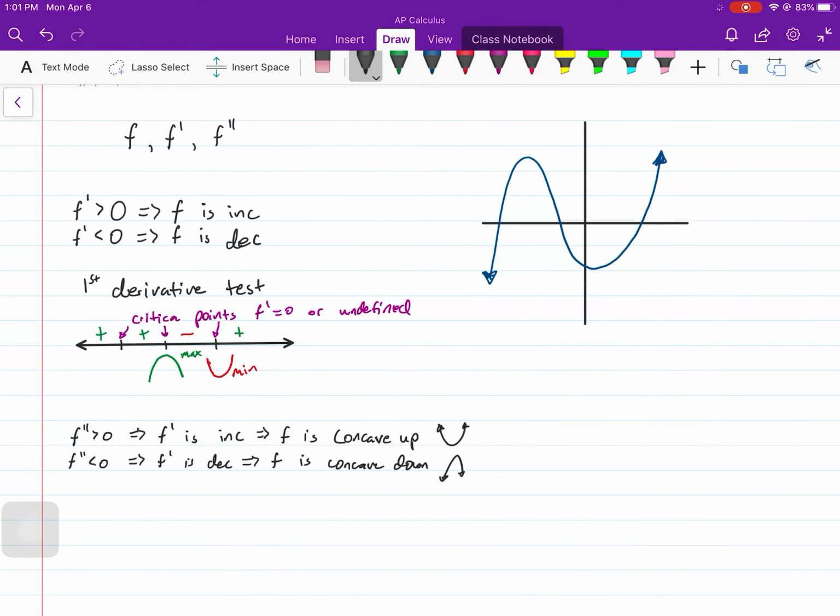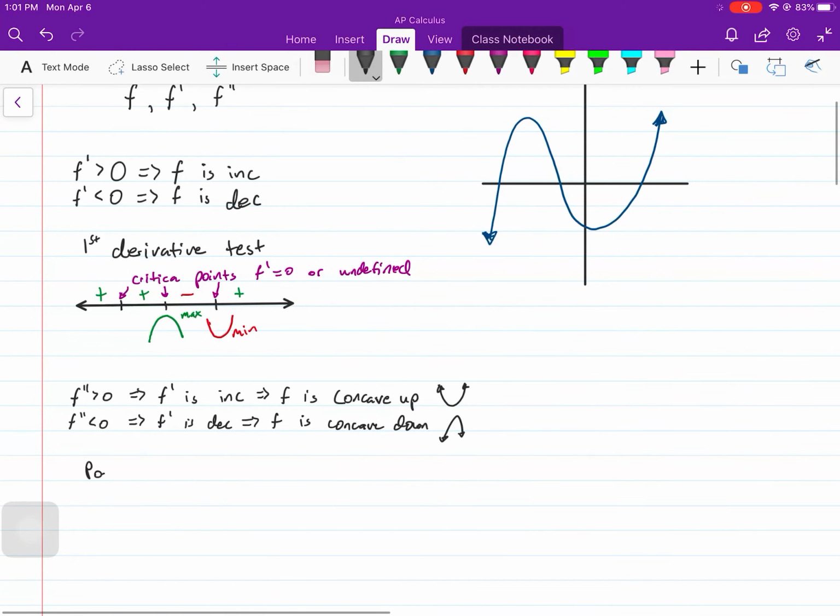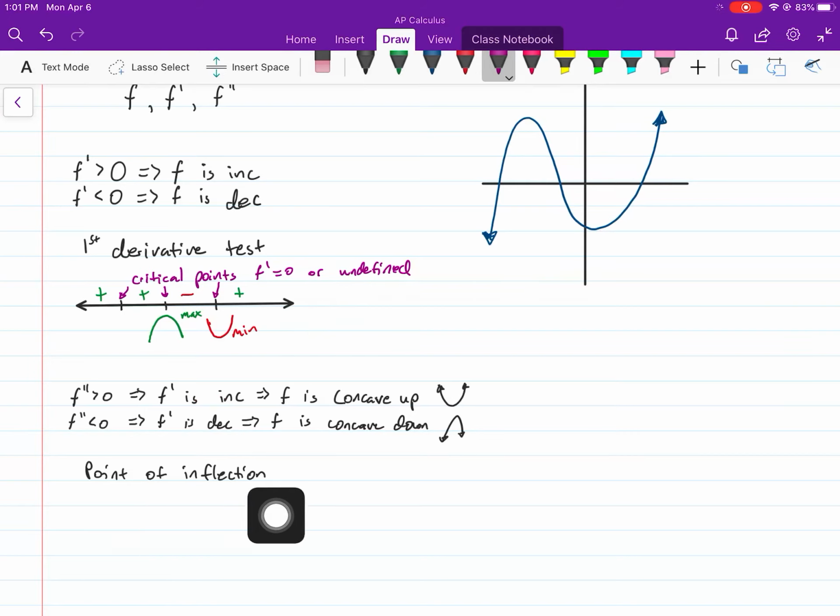And when we do our test, by the way, a point of inflection, it's really similar to a critical point. The difference is that for a critical point, we have that the derivative is 0 or undefined. Automatically, if the derivative is 0 or undefined, that makes it by default a critical point. Point of inflection, we start with where f double prime is 0, but it has to have a change in concavity. Point of inflection is where f has a change in concavity.